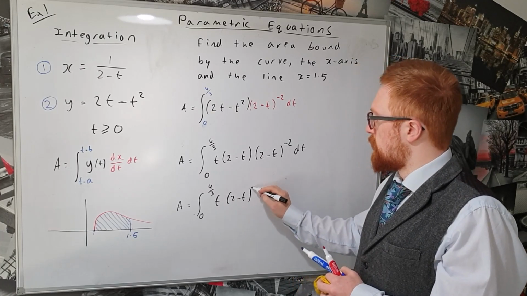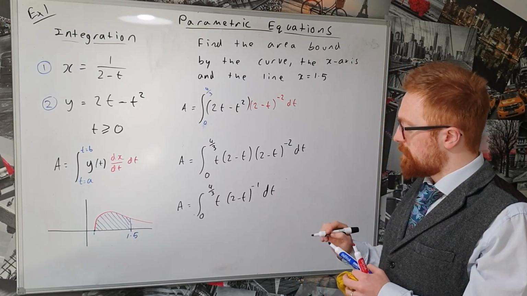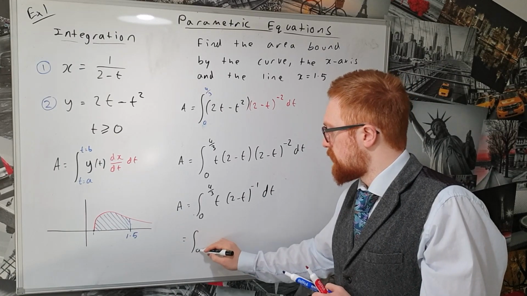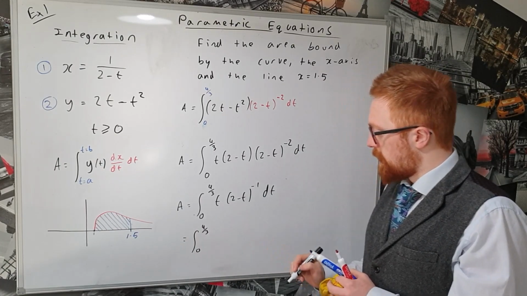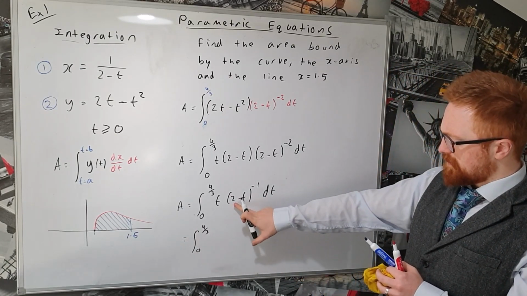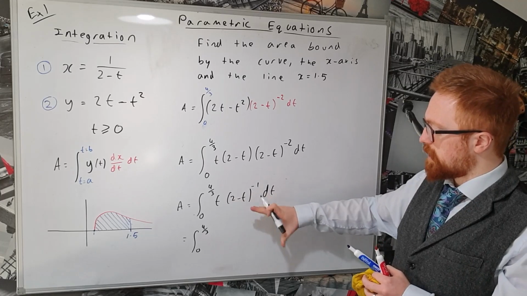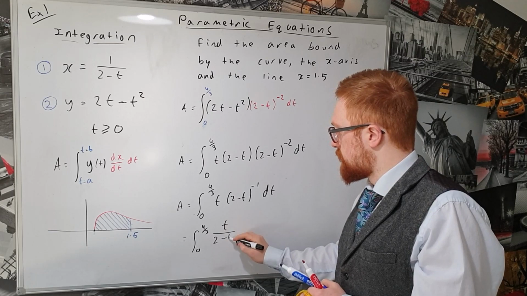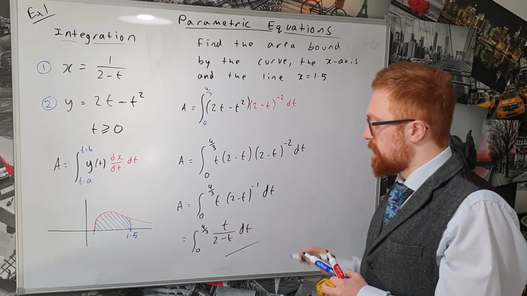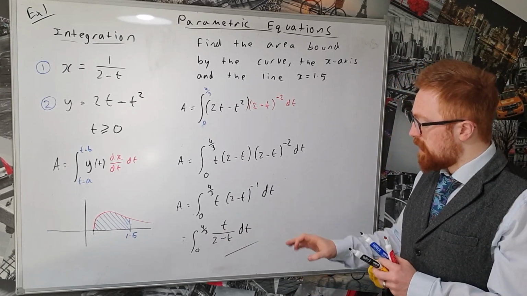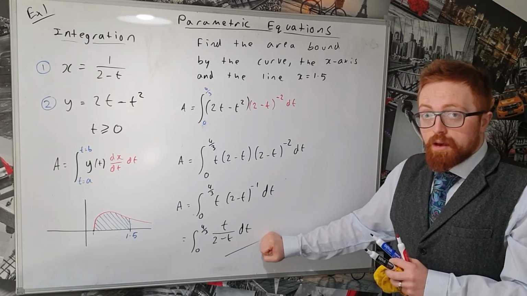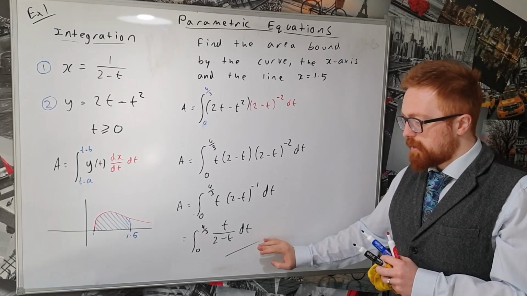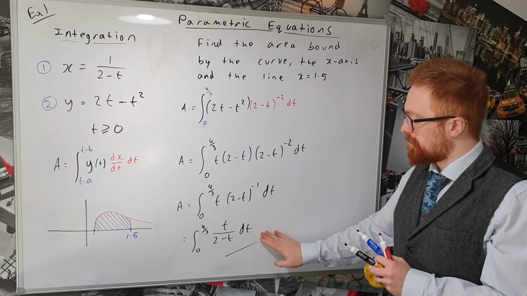2 minus t to the negative 1 dt. Or writing it slightly more nicely, we've got 2 minus t to the minus 1. That's 1 over 2 minus t. So we just get t over 2 minus t dt. So in a second we'll go on to actually work out this integral. If you want to give it a go, now's a good time to pause the video and see if you can.